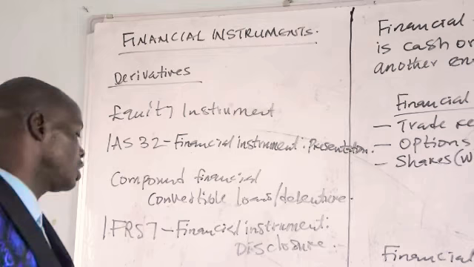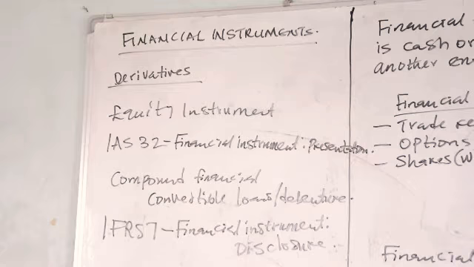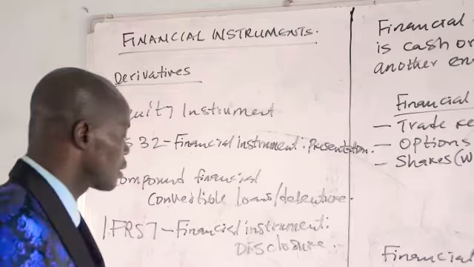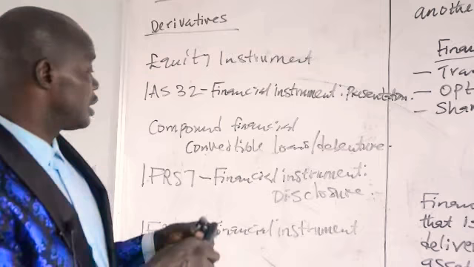It also covers the impairment of financial instruments. It also covers measurement of financial instruments. And it as well covers hedging instruments, how financial instruments can be hedged. So all are embedded in IFRS 9. So that is for that.